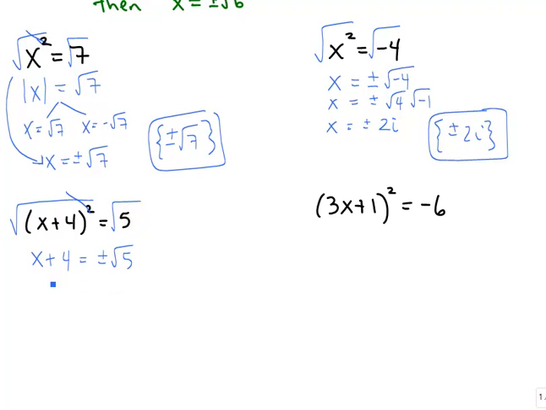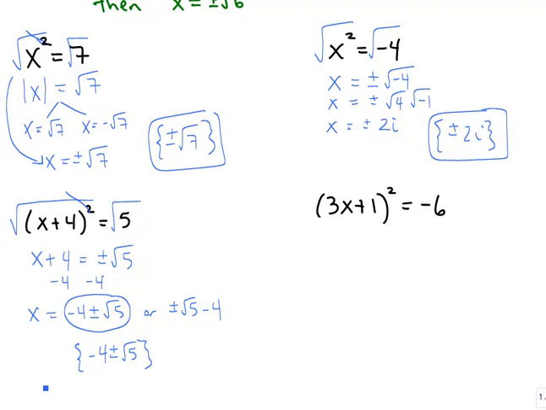Then to finish solving this, all we have to do is finish isolating x. So if I subtract 4, you can do that a couple of ways. I usually like to put that minus 4 in front of my plus or minus symbol, but it would also be correct to write plus or minus square root of 5 minus 4, putting the minus 4 off to the right. I like to write it this way just because I think it looks a little bit cleaner. But both ways are correct. So here my solutions are negative 4 plus or minus square root of 5.